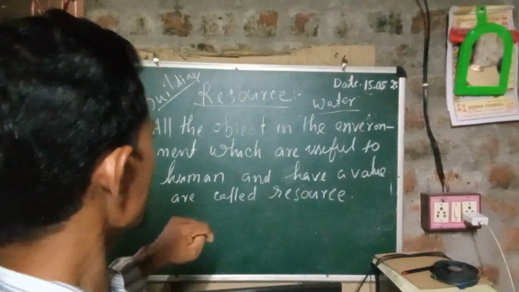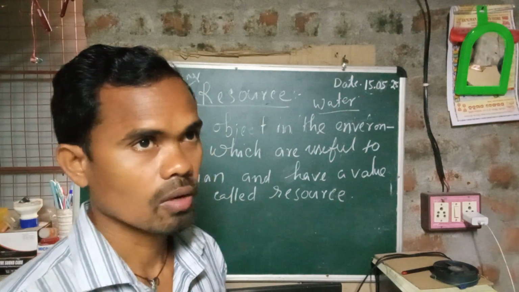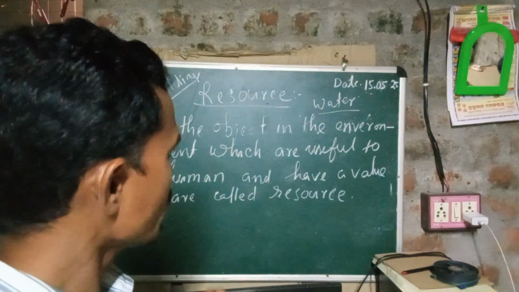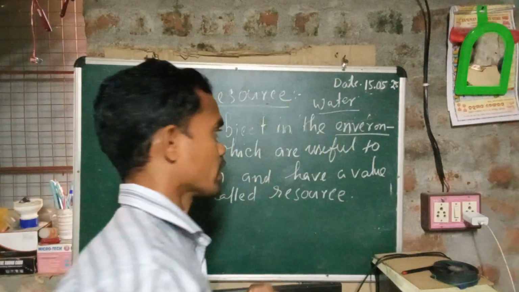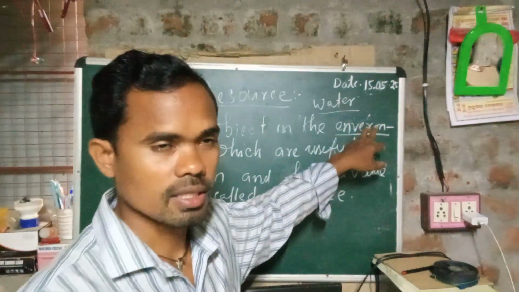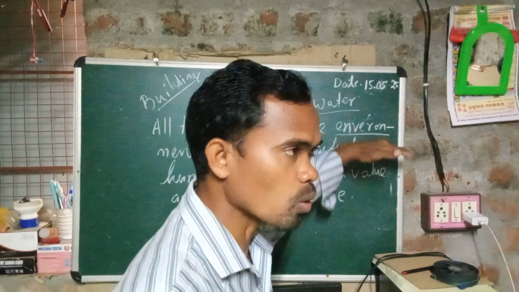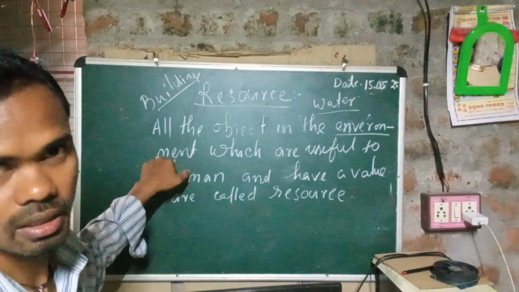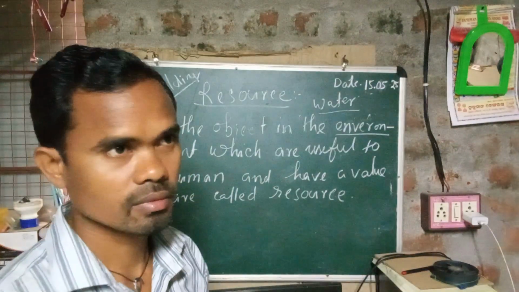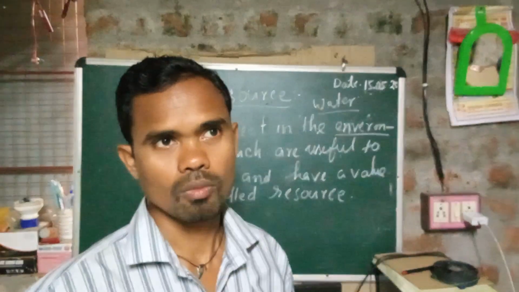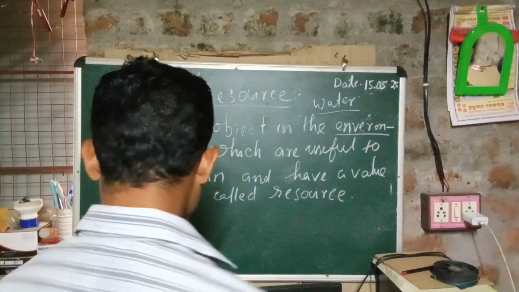Environment means that which surrounds us. Environment comes from the old French word meaning to surround, and to make it a noun we added ment. So environment means surrounding. Surrounding means everything, whatever we see, whatever we touch, whatever we feel, those are our surroundings.